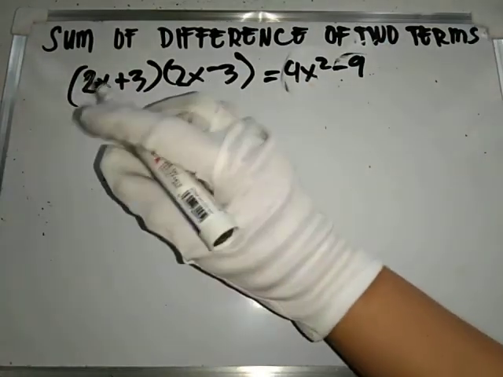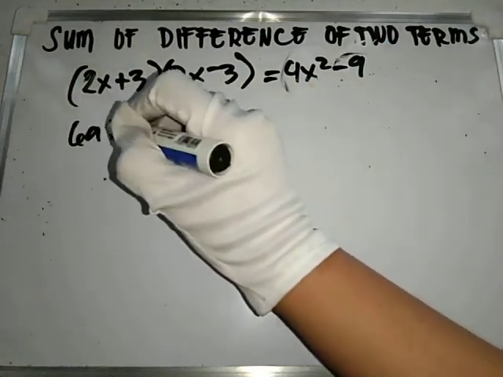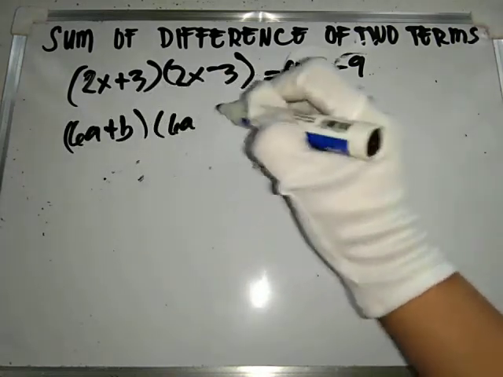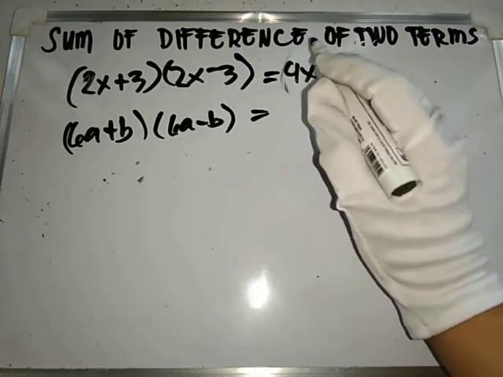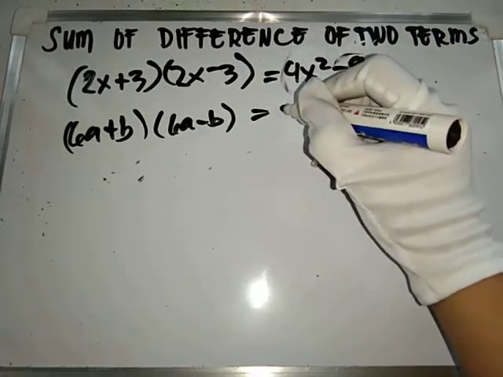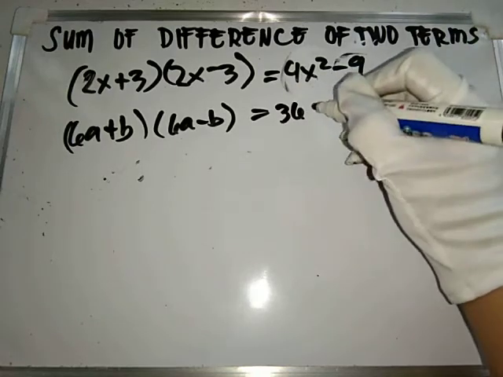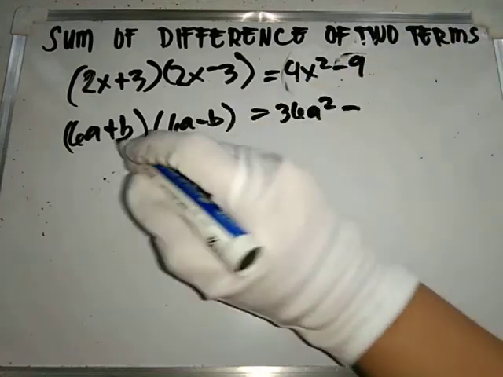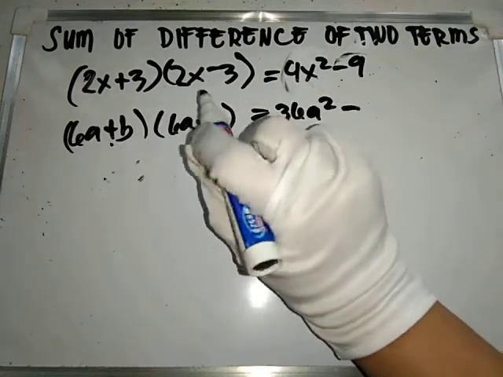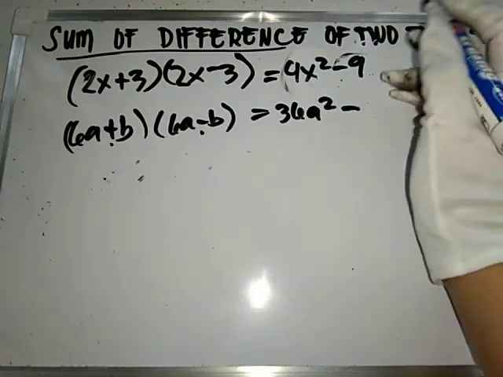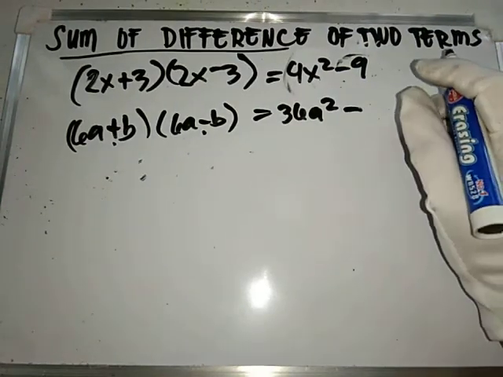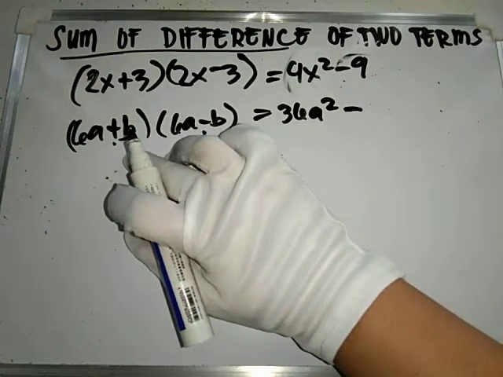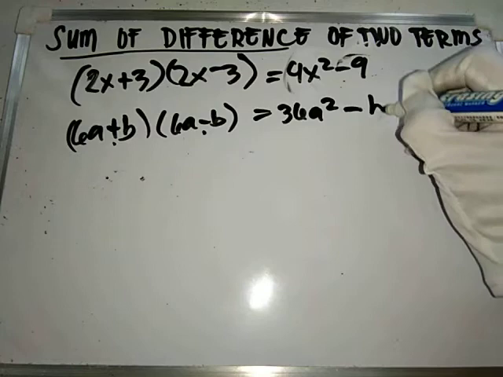Another example. 6a plus b times 6a minus b. First term to first term, so 36a squared minus, since magkaiba ulit sila ng sign, kasi nga sum of difference tayo, negative. The operator is negative. Then, multiply the last term to last term. So, the answer is b squared.